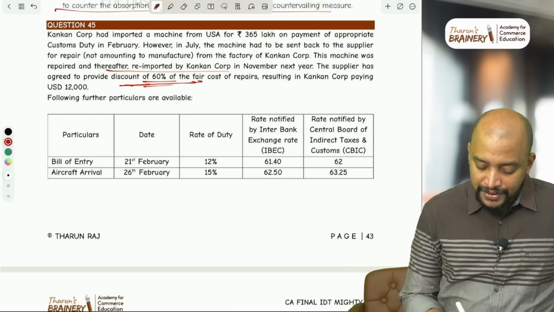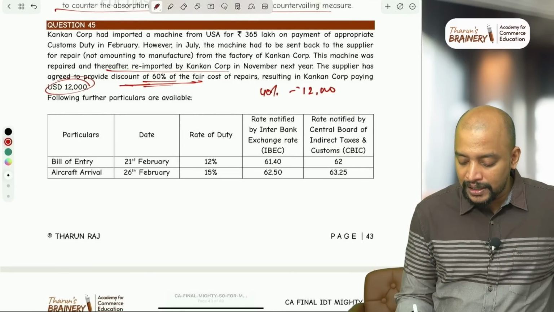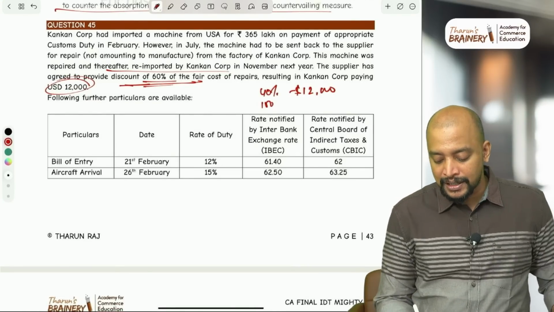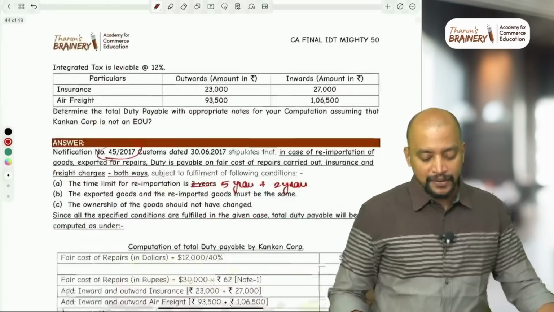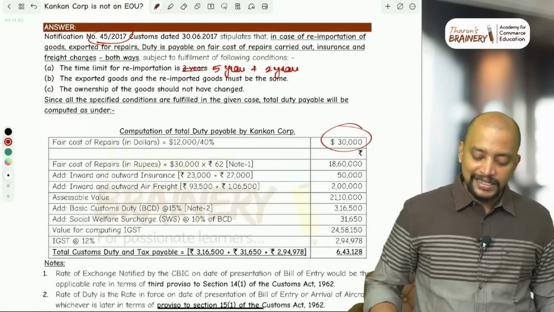So after discount 60%, $12,000 means 40% is $12,000. Then what will be the 100%? So that 100% we need to arrive. So what is that 100% will be taken? $30,000 will be taken as the fair value.